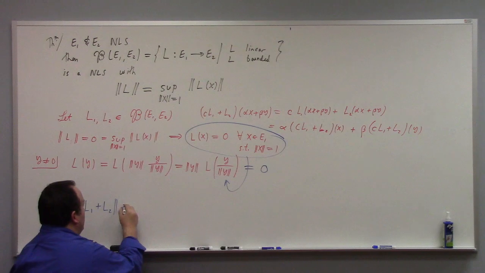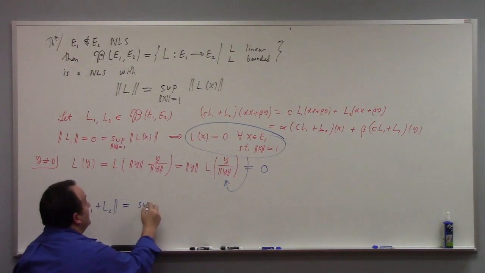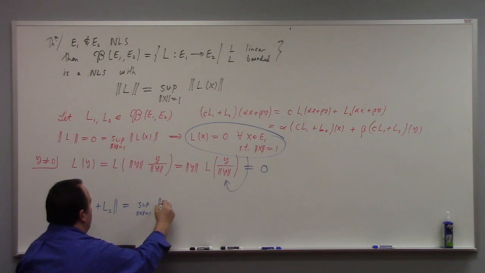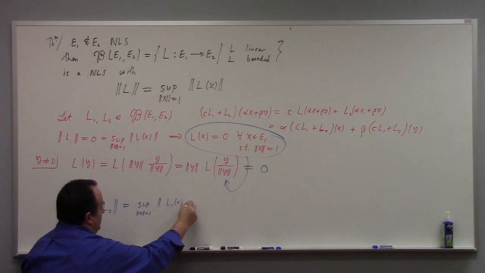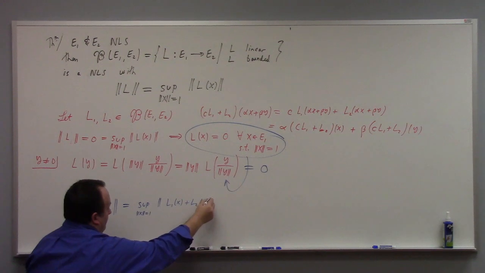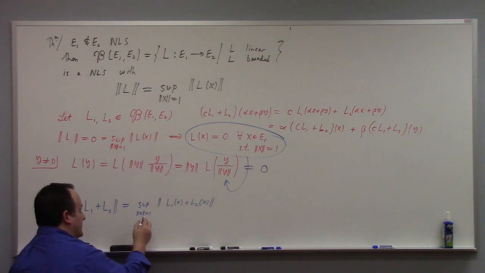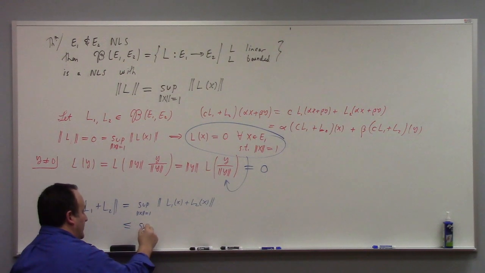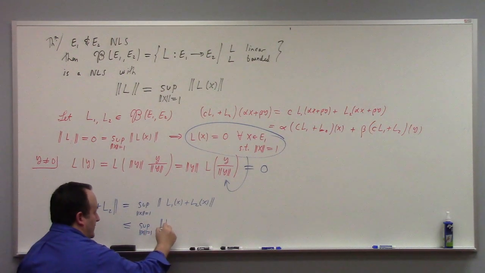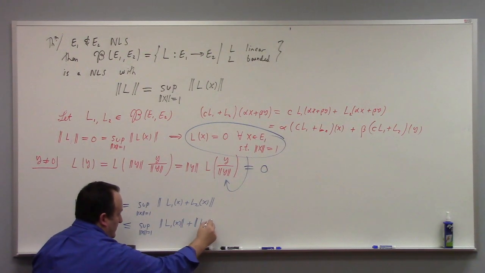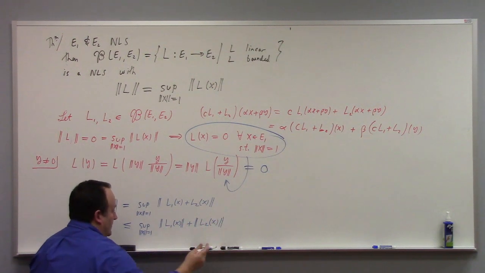So that's going to be equal to the supremum over norm of x equals 1 of the norm of L1 of x plus L2 of x, right? Which is certainly going to be less than the supremum over norm of x equal to 1 of the norm of L1 of x plus the norm of L2 of x, by the triangle inequality on the given norm.